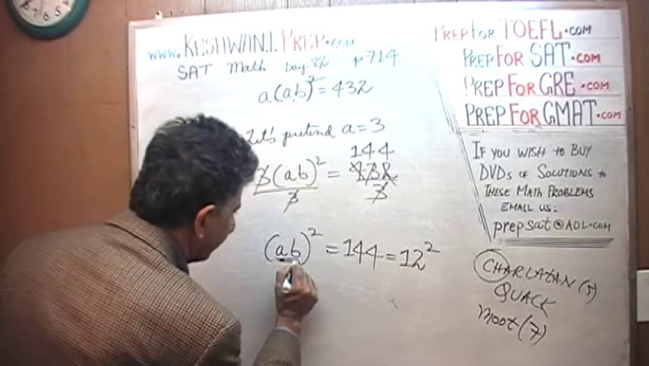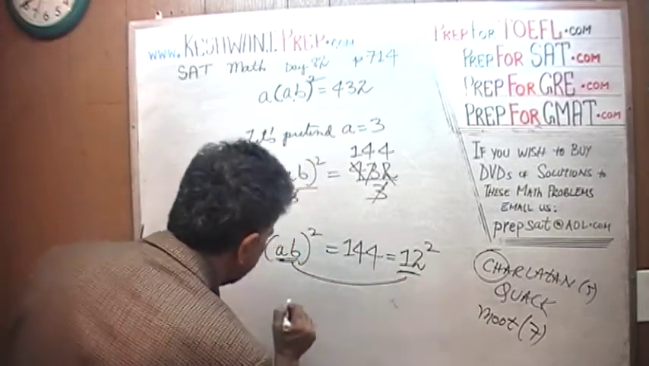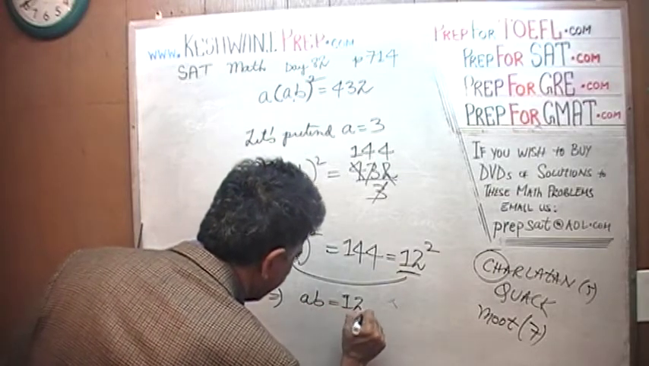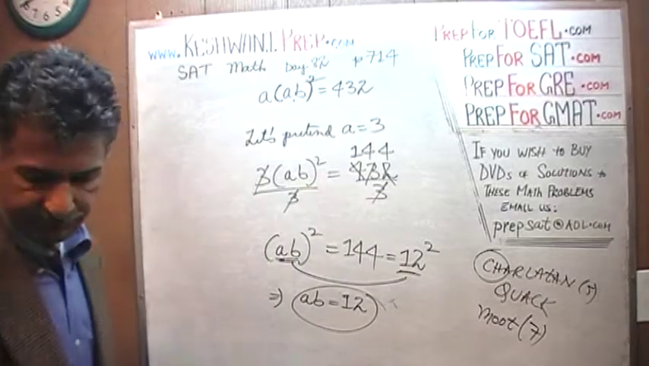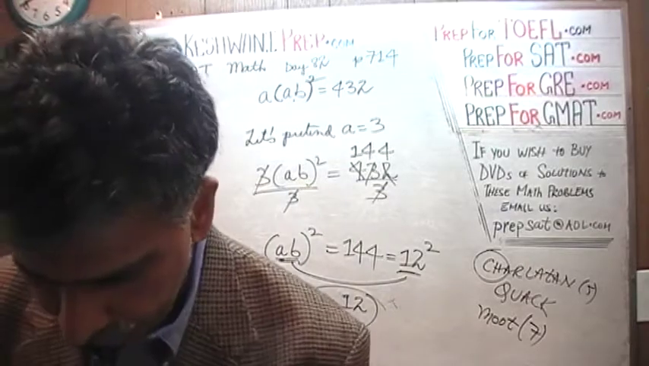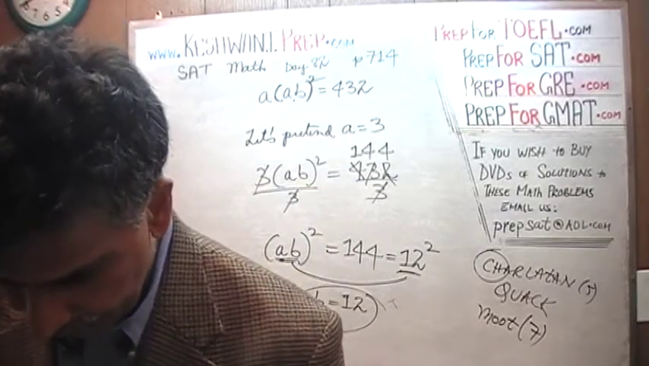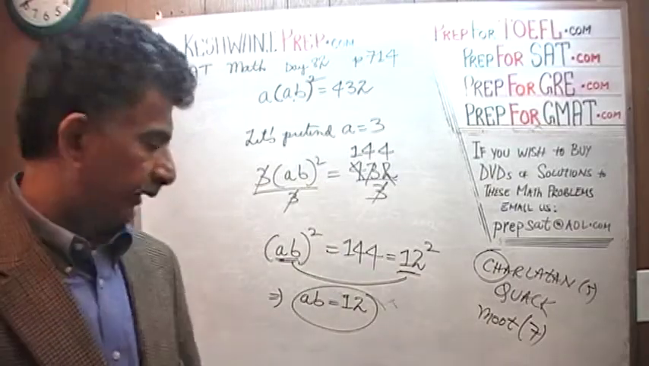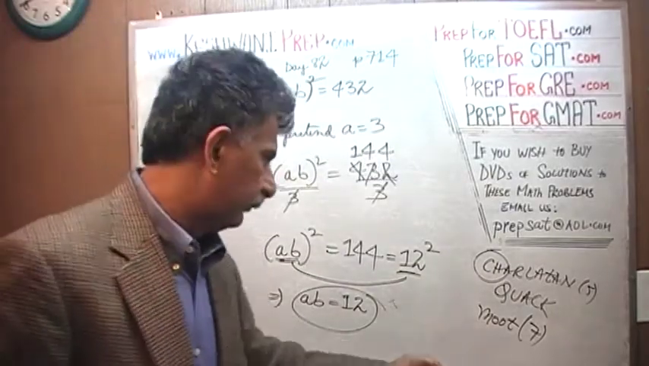And there you go, we have our answer. How much is A times B? A times B equals 12. This implies that A times B equals 12. And that's it. That's our answer. The question was, what's the value of A times B? And the answer is 12. A times B is 12.